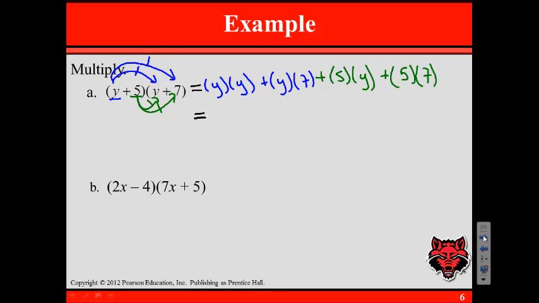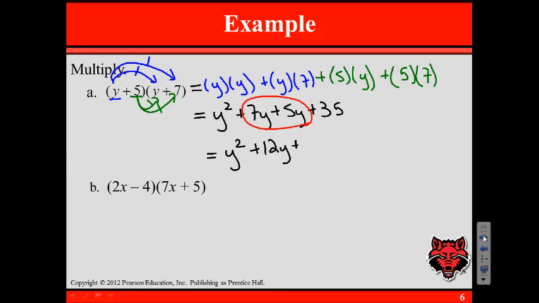Let's go through each product and simplify. Y times y is y squared. Y times 7 is 7y. 5 times y is 5y. And 5 times 7 is 35. As we look at this algebraic expression, we see that 7y and 5y are the only like terms involved. So we combine those and it gives us y squared plus 12y plus 35.